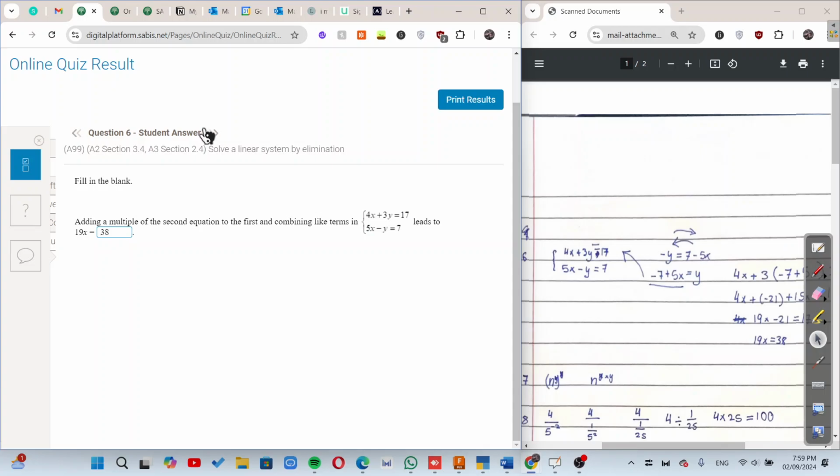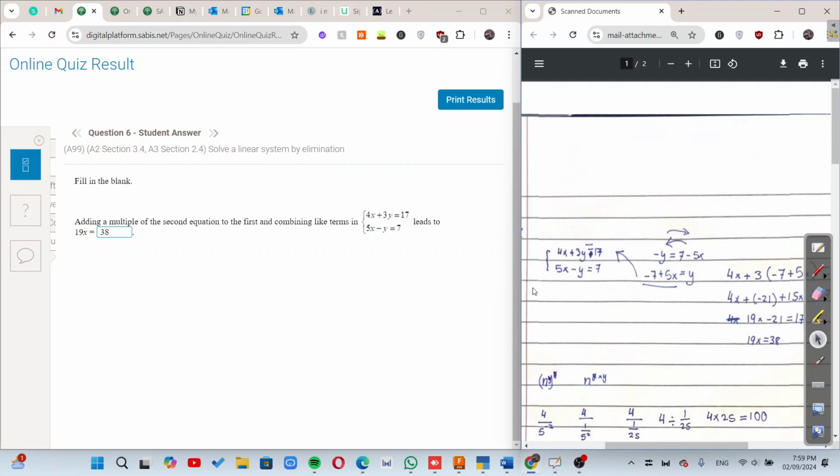Okay, so now for this question, it says adding a multiple of the second equation to the first, combining like terms, leads to 19 equals. So in this question, you have to look at your equations. We learned this 2 years ago. It's where you have to rewrite this in terms of y, and then solve in terms of y. So we know that here you could rewrite it as negative y equals 7 minus 5x.